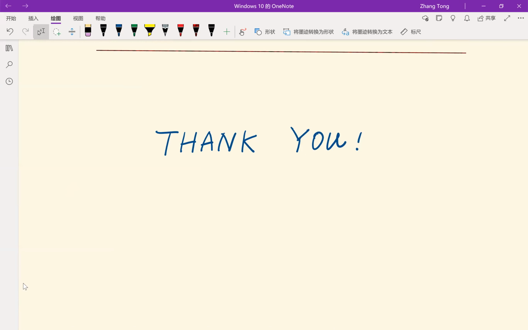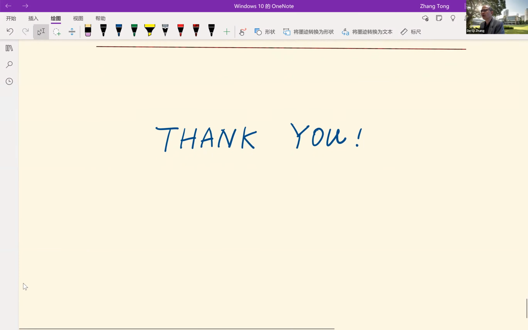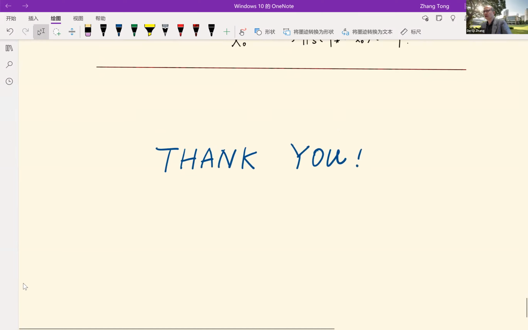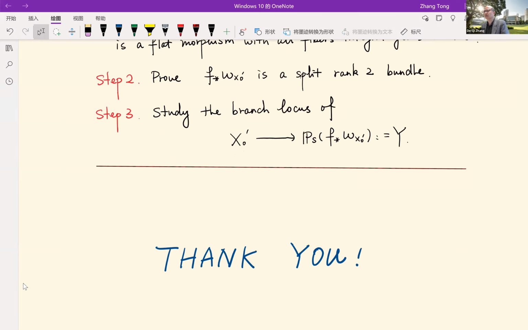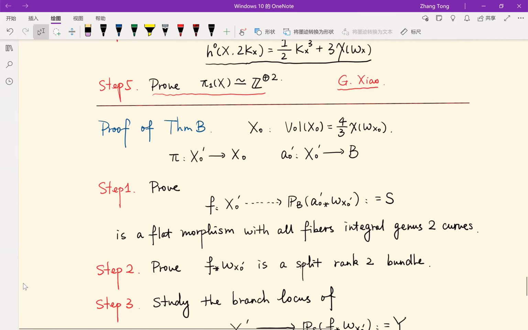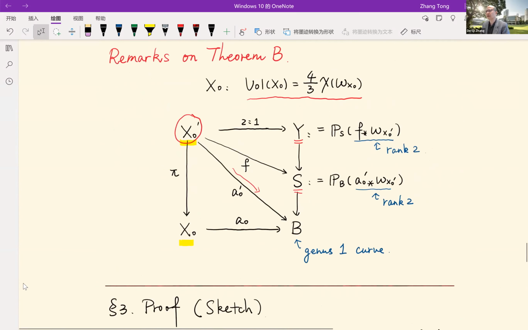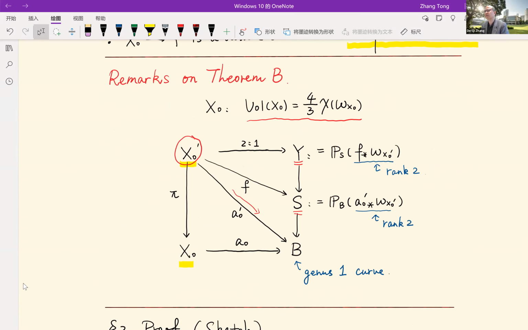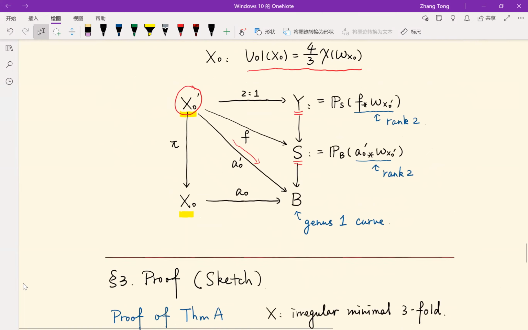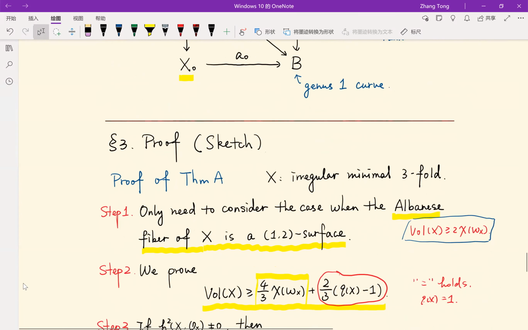Okay, so now I can stop sharing. Any question? Could you show the last theorem again, Theorem B, or the previous page? Yeah, just move a bit up. Okay, here? Somewhere here. Yeah, the proof sketch. Okay, here. Yeah, you can stop somewhere here.